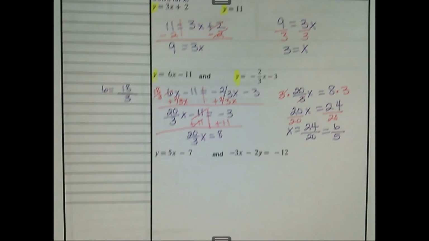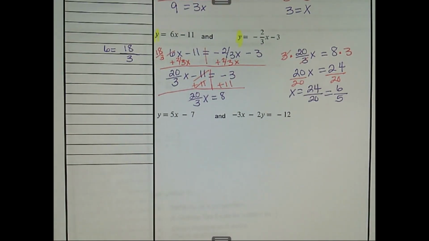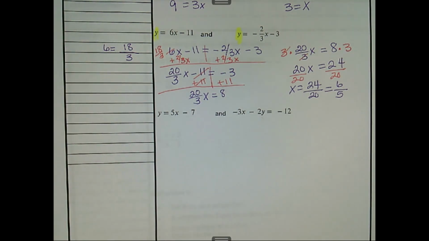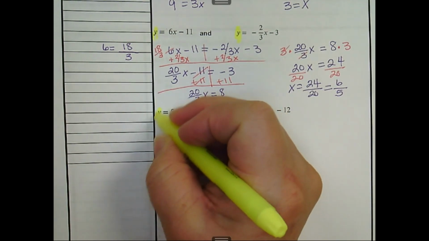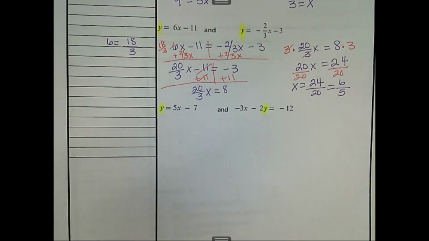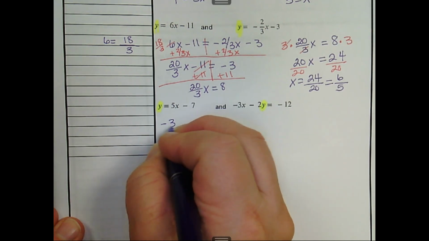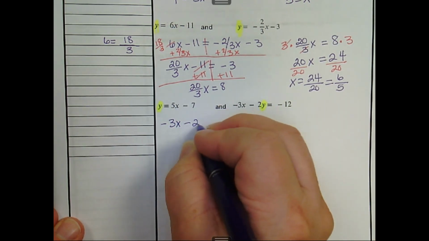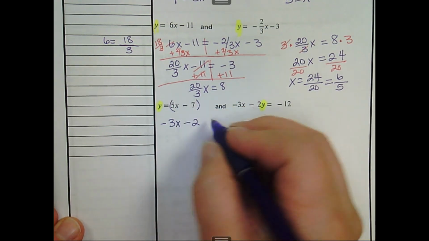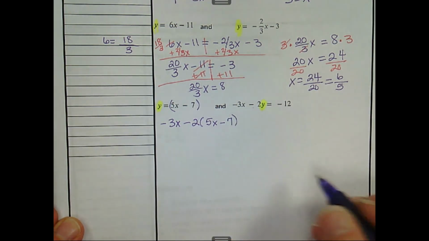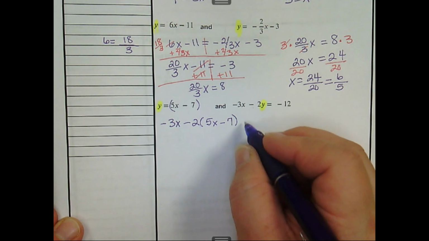Okay, so on the last one, this time they are not both equal to y. One's in standard form, and this is y-intercept form. So as I'm looking, I do know that I've got y here and I've got y here. I can still substitute in and solve for x. So start with negative 3x. That doesn't change. Minus 2, now in parentheses, 5x minus 7. I'm done here. Equals negative 12.